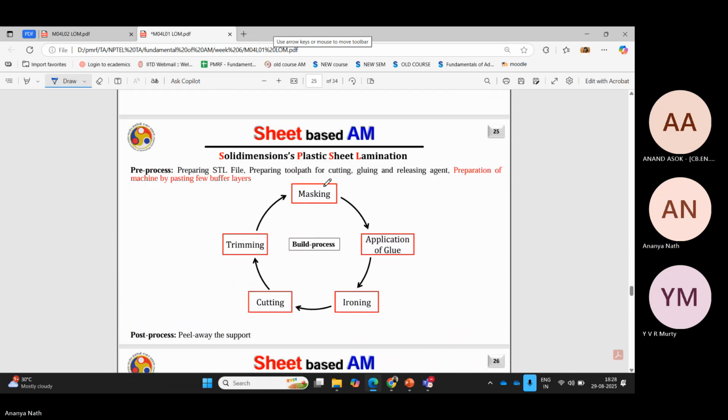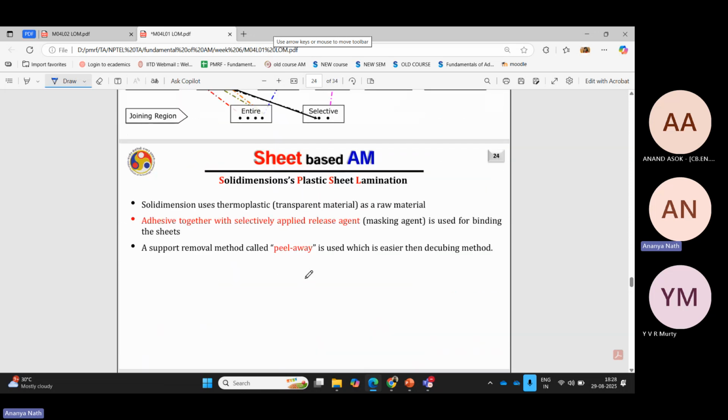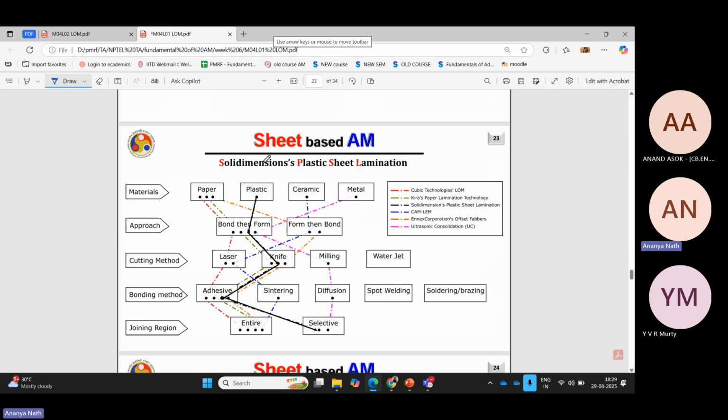There is a masking process. Masking means basically you are cutting the selected area. So here the adhesion is applied together with a selectively applied release agent, the masking agent. The mask is used so that where the mask is not present, you can release the selective glue-type material to bond the two sheets. When the bonding is done, you can take a knife which is mounted on the CNC machine again and cut the rest of the portion.